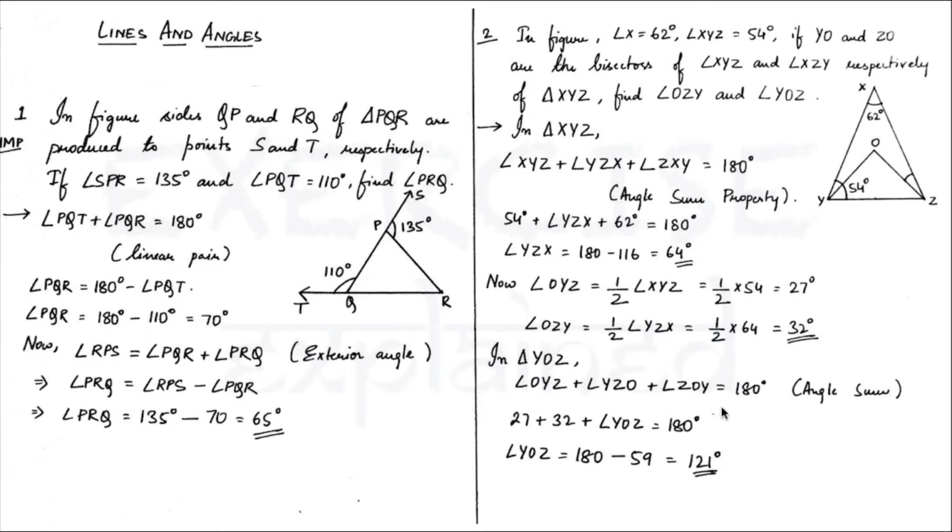I take this 59 to the other side and we get YOZ is equal to 180 minus 59, that gives us 121 degrees. So we just found YOZ, and we had already found OZY over here, which was equal to 32 degrees. Let's get into the next question.